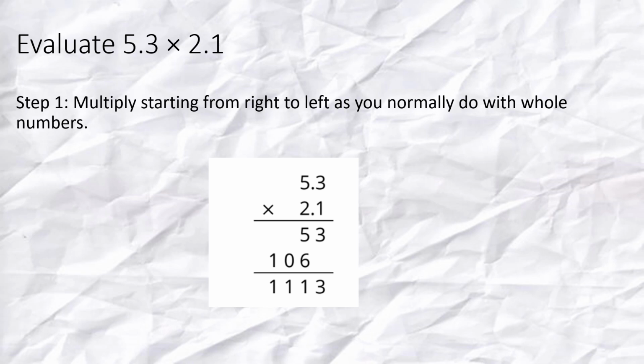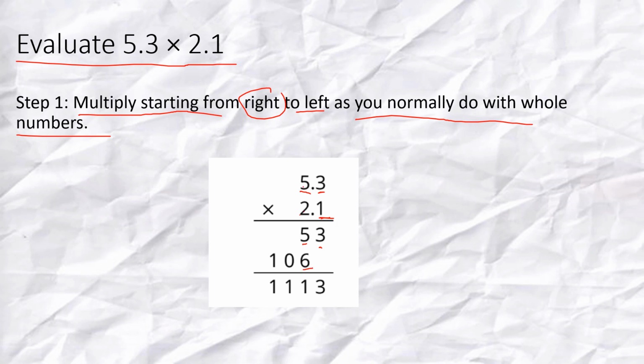So let's have the problem evaluate 5.3 multiplied by 2.1. For step 1, multiply starting from your right going to the left as you normally do with whole numbers. So 1 times 3 is 3, 1 times 5 is 5. For the next digit, 2 times 3 is 6, 2 times 5 is 10. Bring down 3, 5 plus 6 is 11, regroup 1, 1 plus 0 is 1, bring down 1. So we have 1,113. But where are we going to put our decimal point?